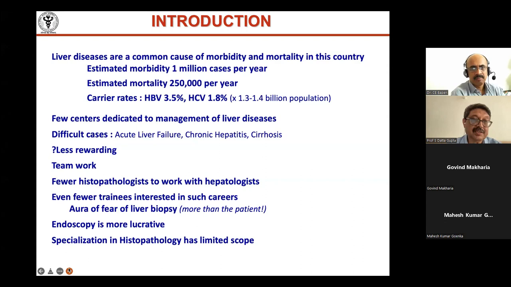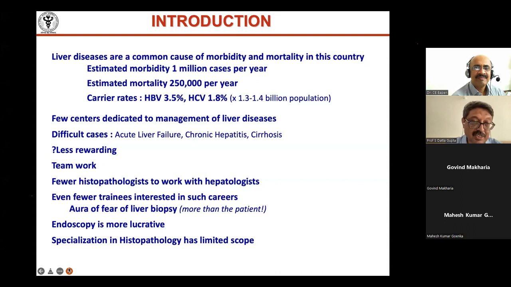You require a huge teamwork: the pathologist, radiologist, the gastroenterologist and other supporting departments. And there are very few histopathologists. We are a dying tribe, actually, who work with hepatologists. And even trainees apparently are not interested because endoscopy is perhaps more lucrative. So luminal gastroenterology is better.